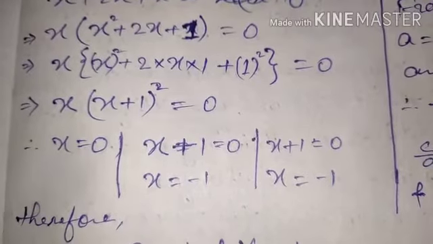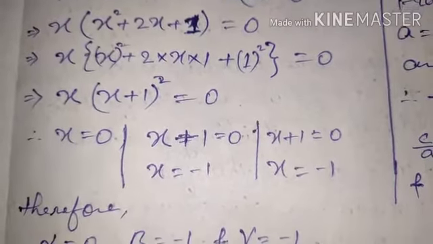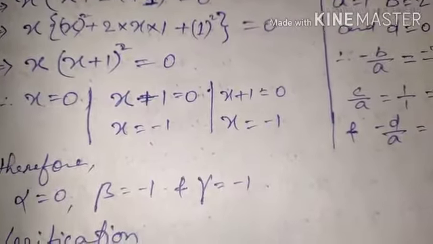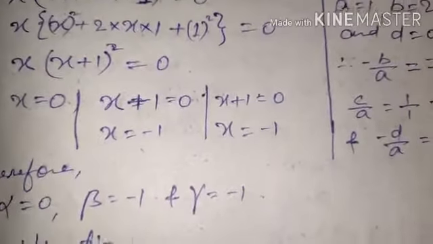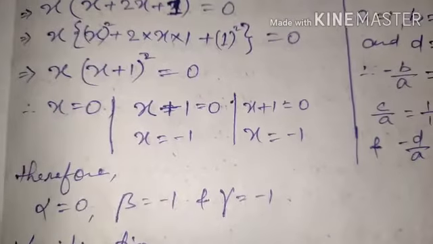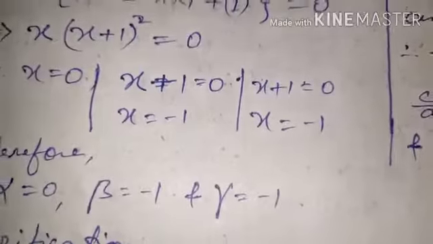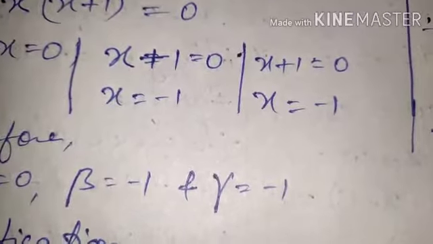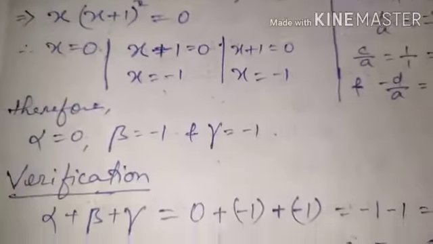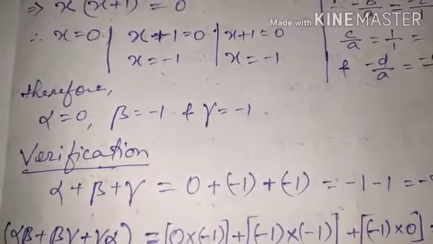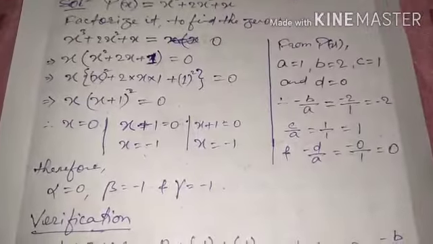Now (x plus 1) whole square can be written as (x plus 1) into (x plus 1). So that's why I had equated all three with 0: x is equal to 0, x plus 1 is equal to 0, again x plus 1 is equal to 0. So the three zeros of the cubic polynomial are 0, minus 1 and minus 1. Okay, three zeros are there. Cubic polynomials will have three zeros. So alpha, beta, gamma, here beta and gamma are equal to each other. No issues. So therefore alpha is equal to 0, beta is equal to minus 1 and gamma is equal to minus 1. So now we can move on to the verification part.